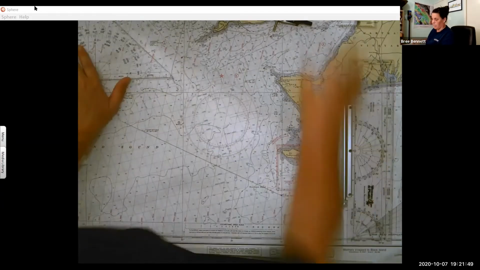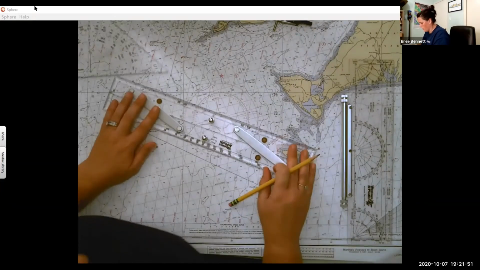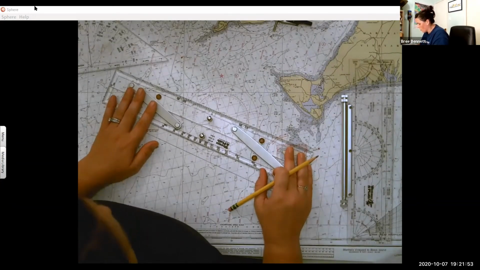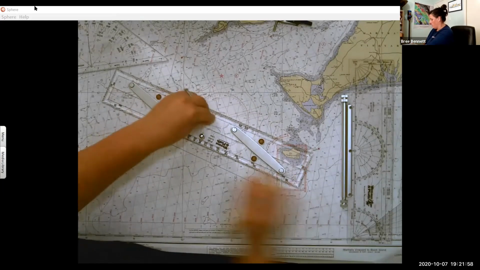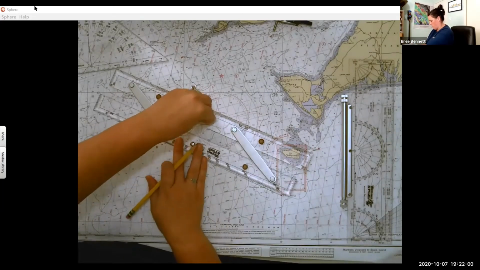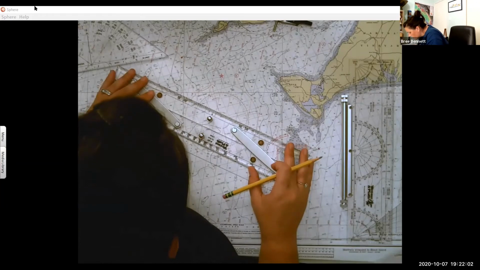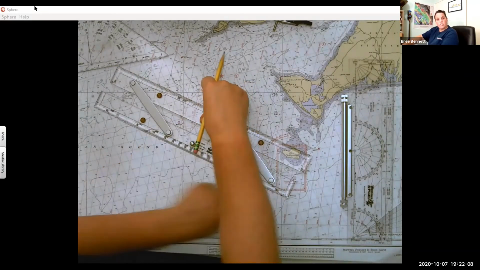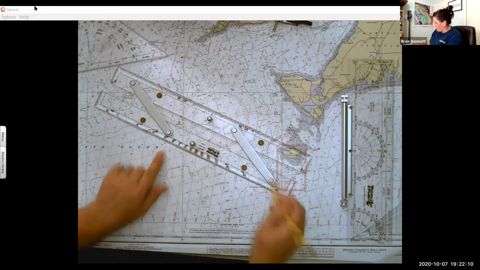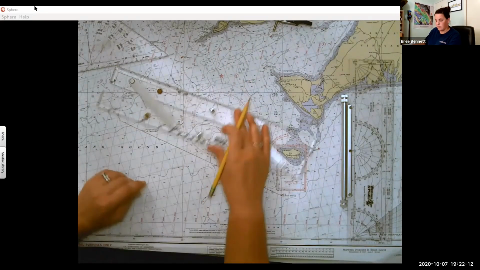With the parallel ruler, we get 294 on the parallel ruler from the compass rose, and then you just bring it down. I did not do it right. There it is. To our buoy and draw in our line.